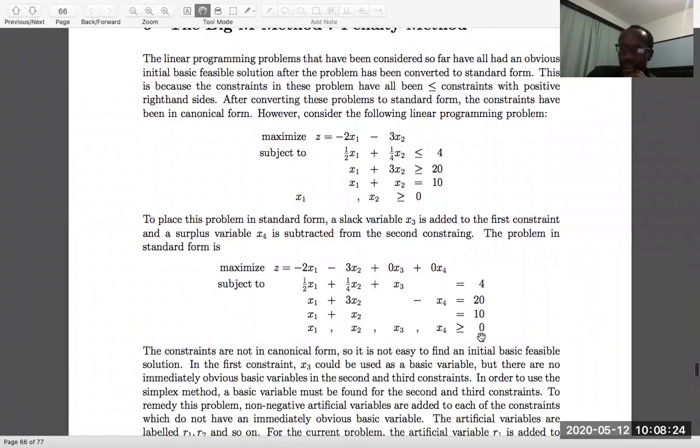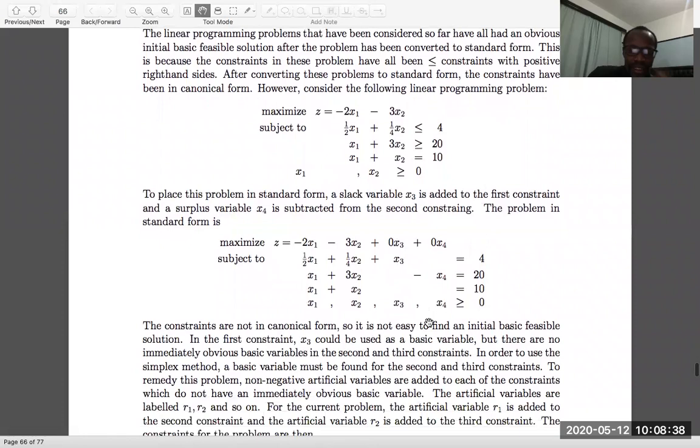But now can we read our basic feasible solution here? There isn't one here. What is it here? We don't have a column where everything else is 0. Neither here, so that's a problem.